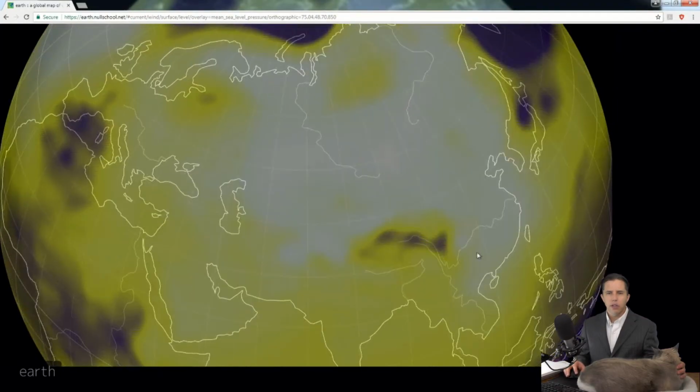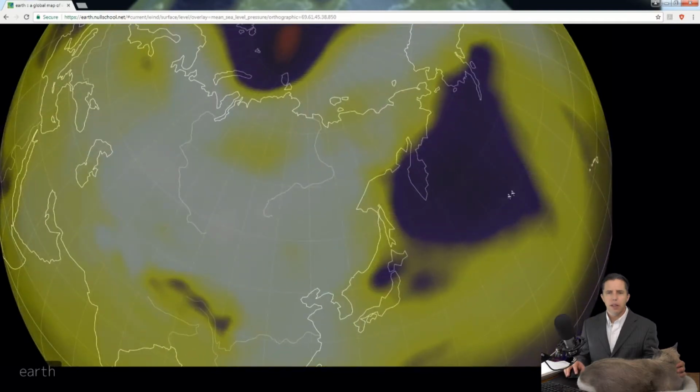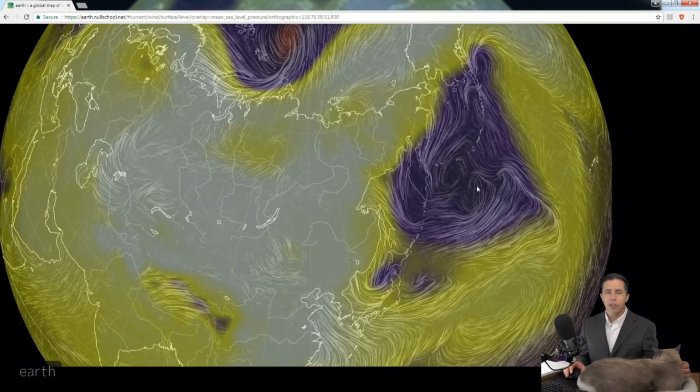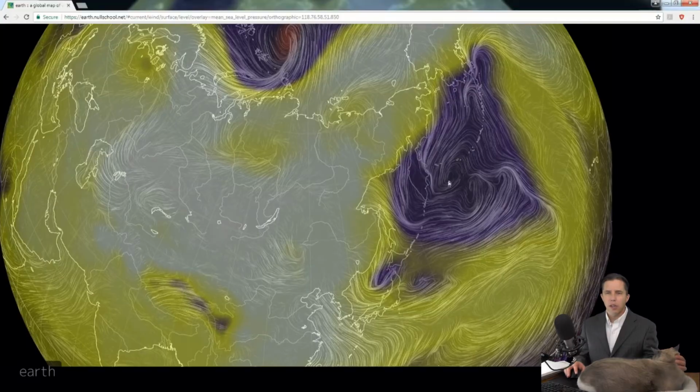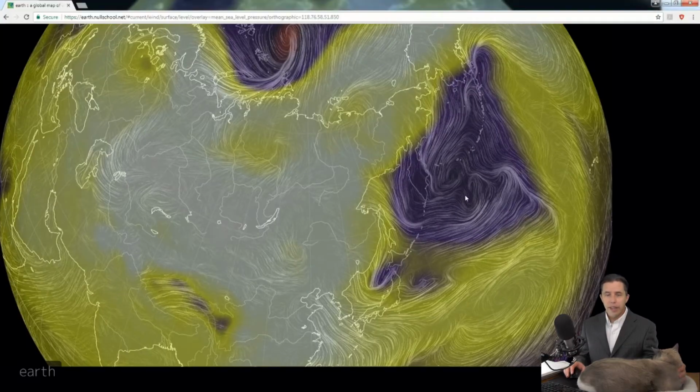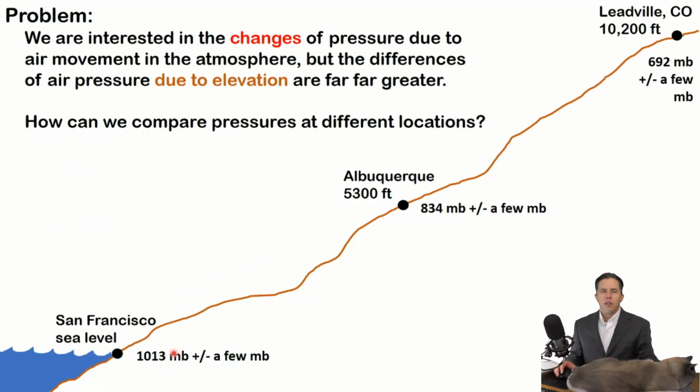And then with each one of these little blobs, there's something happening in the atmosphere where we've got air converging or diverging aloft, which is either making air rise or sink in the atmosphere. So with air pressure, we're interested in the changes due to weather, but the problem is the changes due to elevation are far, far greater. So imagine we've got three cities here, San Francisco, Albuquerque, and Leadville, Colorado, and San Francisco, being at sea level, is going to average 1,013 millibars, plus or minus a few millibars with the weather.